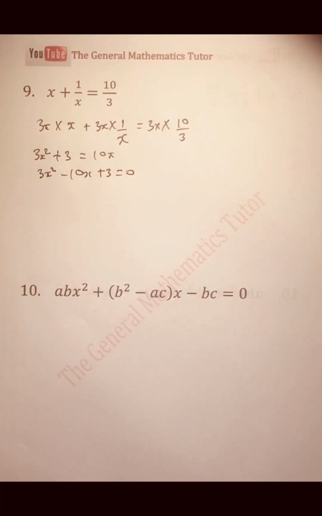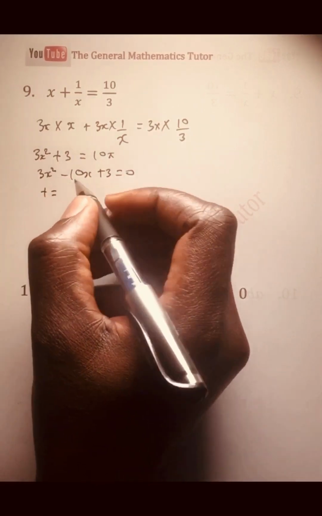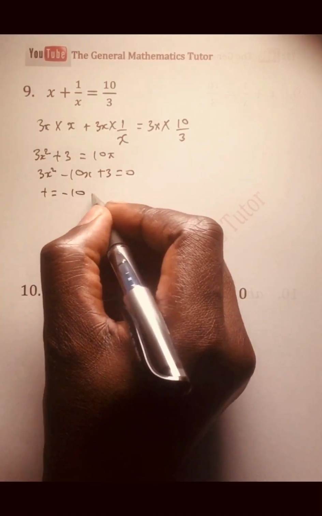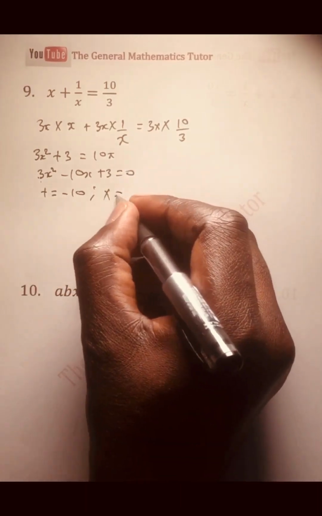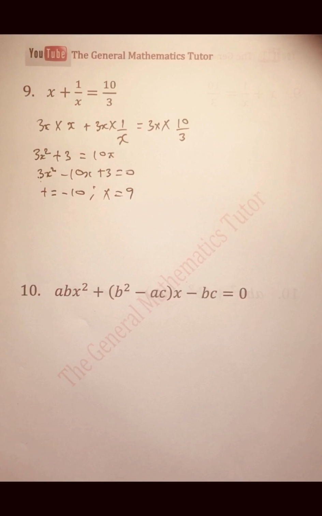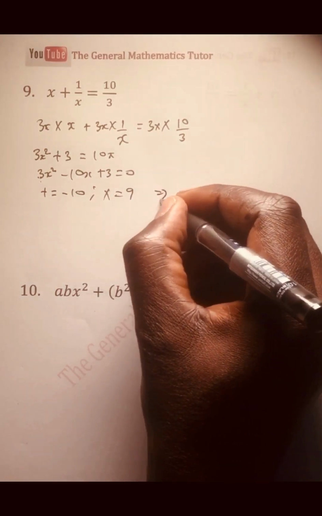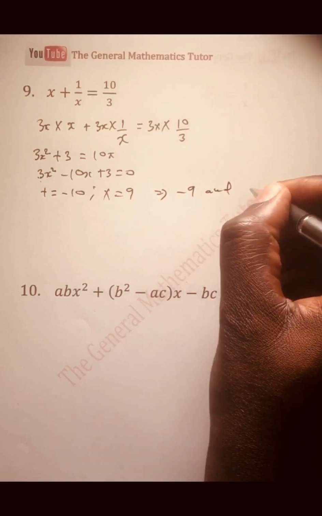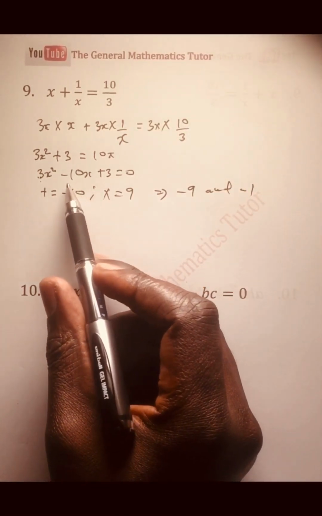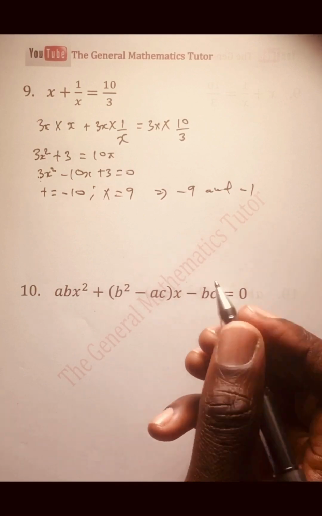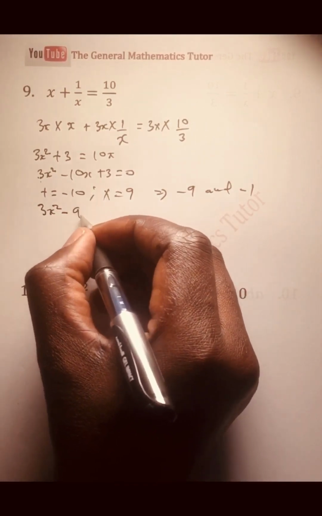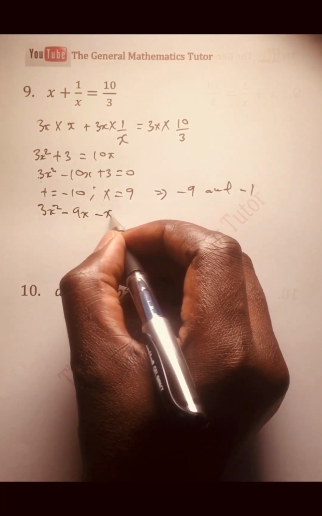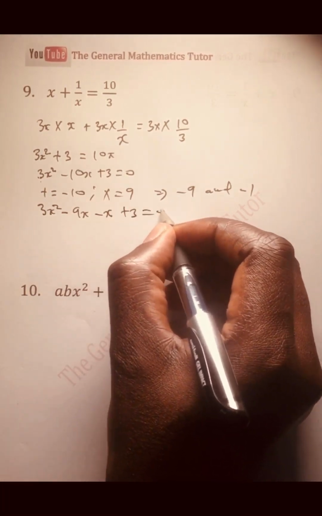So now all we need to do is look for two numbers whose sum is the same as b, and b in this case is negative 10, and their product is the same as a times c, that is 3 times 3, which is 9. So we'll find those two numbers to be negative 9 and negative 1. So just split negative 10 into negative 9 and negative 1. So we have 3x squared minus 9x minus x plus 3 is equal to 0.